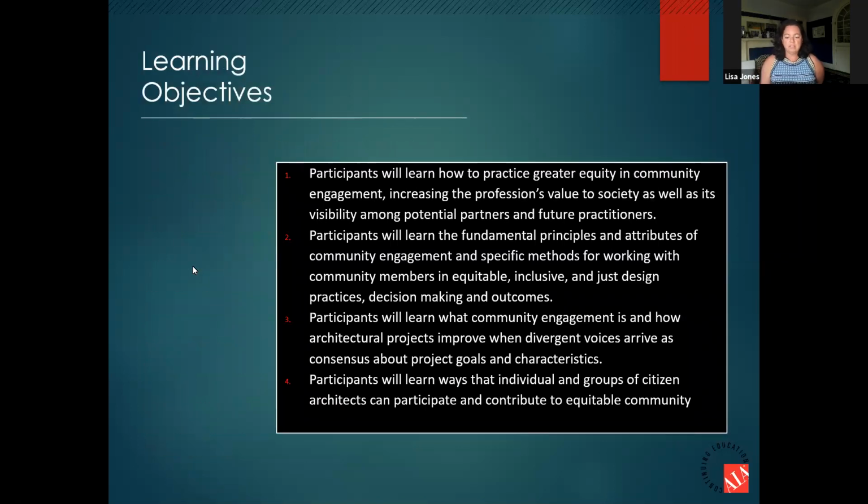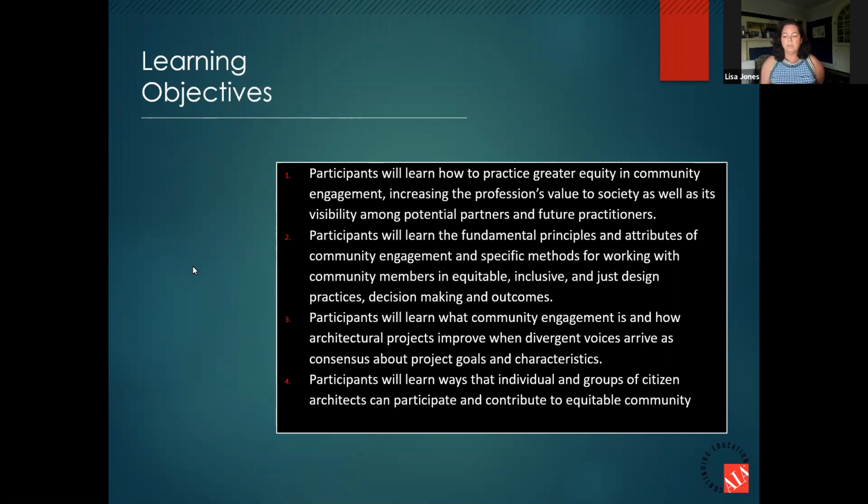Our learning objectives specifically tonight, as they relate to this topic: participants will learn how to practice greater equity in community engagement, increasing the profession's value to society, as well as its visibility among potential partners and future practitioners. Participants will learn the fundamental principles and attitudes of community engagement and specific methods for working with community members in equitable, inclusive, and just design practices, decision-making, and outcomes.